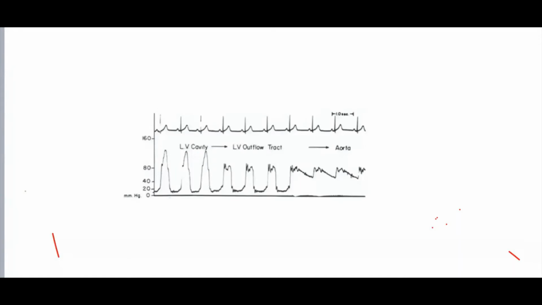So the very first thing you should observe when you are pulling back and there is a gradient is where this gradient is between. Now we have an LV gradient, between the LV and the LVOT. So that is a subaortic membrane or HOCM, right? Subaortic membrane or HOCM.